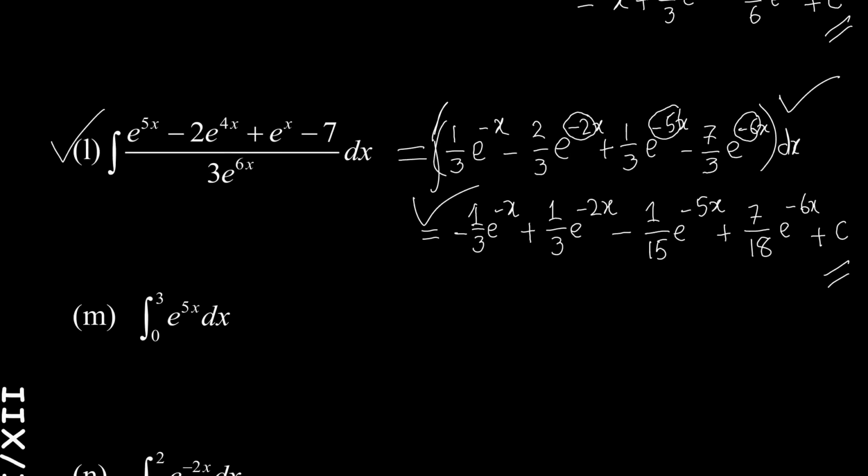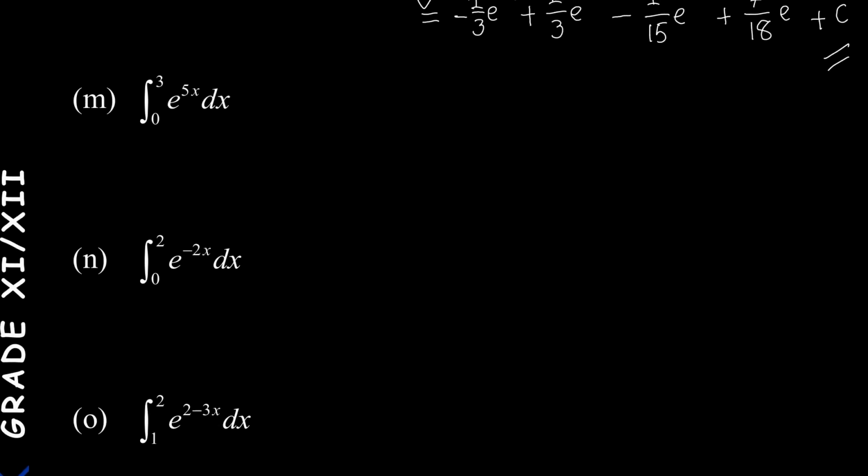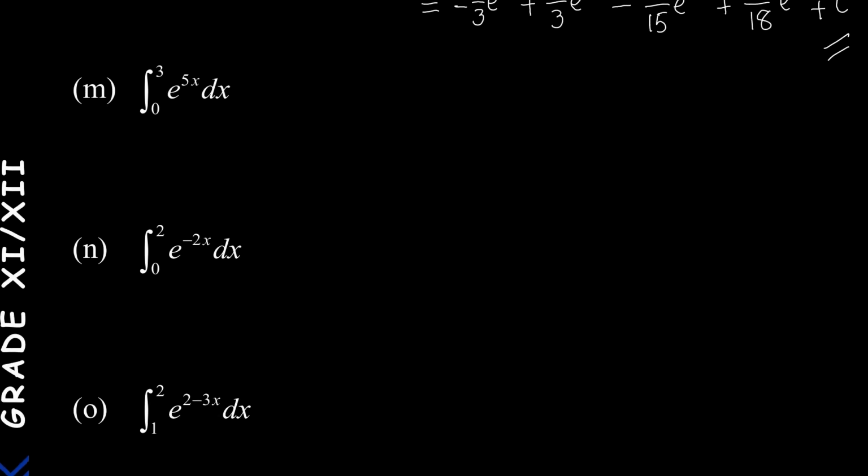And here I plan to show you questions with the limit. This is nothing, very simple. You have to finish your integration first, then we are going to put our limit. This integration is 1 by 5 e to the power 5x, and its limit is given here 3 and 0. Instead of x we have to put here 3, e to the power 5 into 3. I am writing the whole thing first, then minus again 1 by 5 e to the power 5 into 0. This is the limit 0 given.